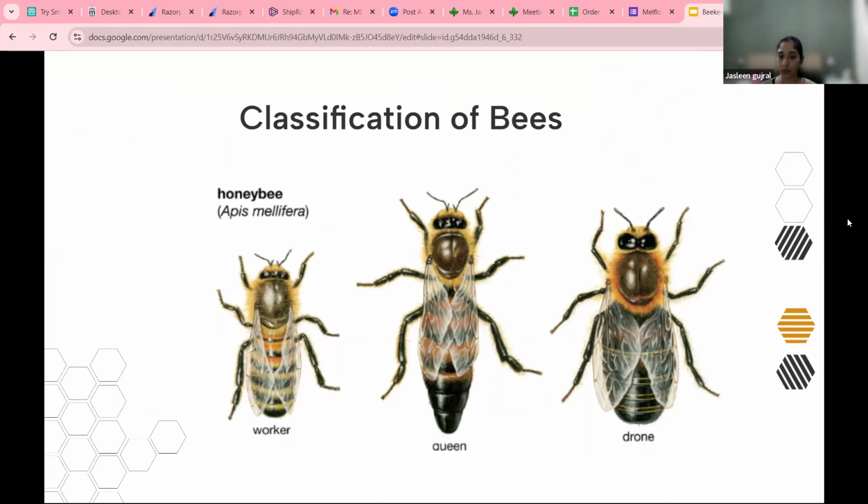The queen bee, which I just recently told you about, has a very long abdomen. If you can see the structure, the drone on the right side is the male bee. Then on the left side is the worker, or the female bee. She is responsible for all the cleaning, all the feeding, all the nursing, all the guarding, and collecting the nectar from the flowers and converting it to honey. And the queen lays the eggs.